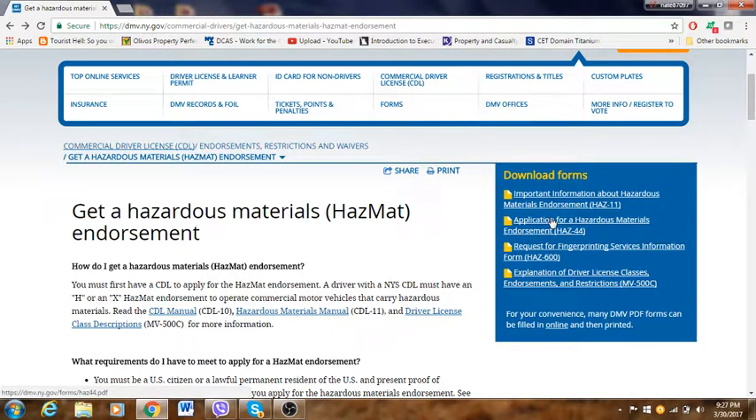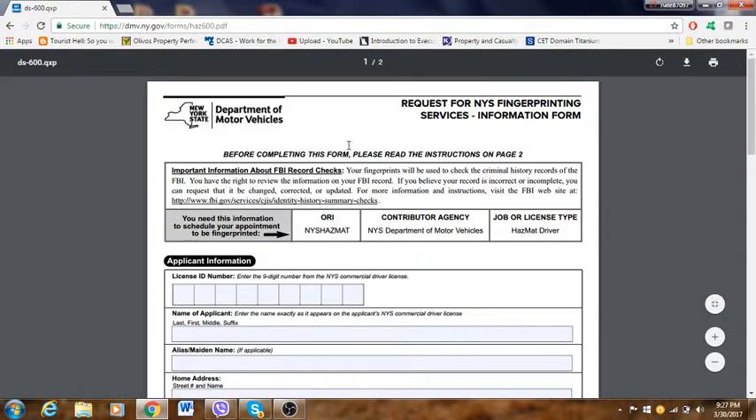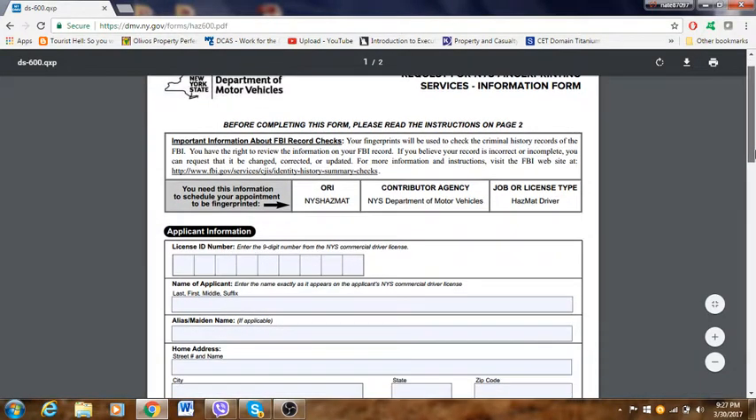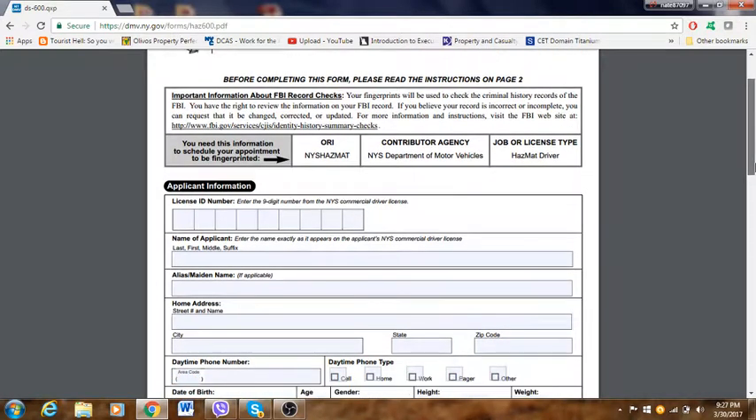So once you mail this in and everything, now you just do this request for New York State Fingerprinting Service information form. Before you complete this form, please read the following. Please read the instruction on page 2. So basically, this is the fingerprint form. You have to fill this out before you get fingerprinted.